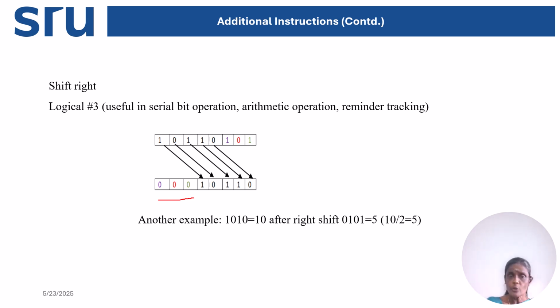So 1010, shift right by 1 bit. Shift right means the 1 0 1 moves, and automatically this position becomes empty, so it should be replaced by 0. In the previous case, the LSB is made 0. In this case, the MSB is made 0. So 0 1 0 1 is automatically the equivalent of 5. 5 is nothing but 10 by 2, which is equal to 5.